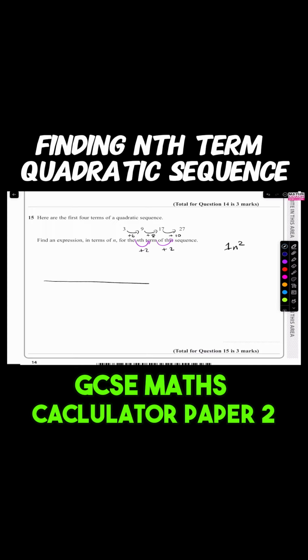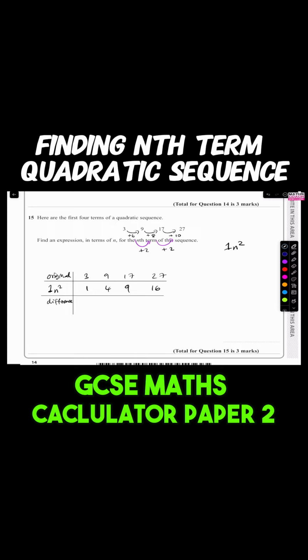Okay, then you draw a table. All right, in your table you have the original sequence, which is 3, 9, 17, 27, and you have your 1n squared, which is just n squared really. Now you're going to find the difference of these. So your 1n squared here is just the term numbers. So the first term you put n as 1, so 1 squared, so that's 1. 2 squared is 4, 3 squared is 9, 4 squared is 16. Okay, and it's times by 1, which is the same thing.